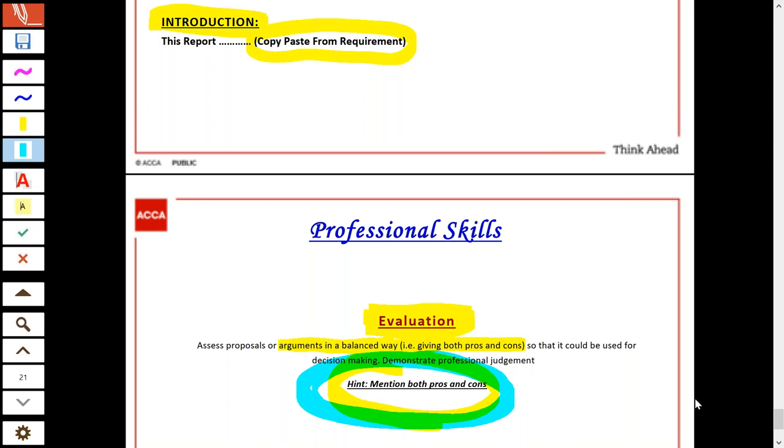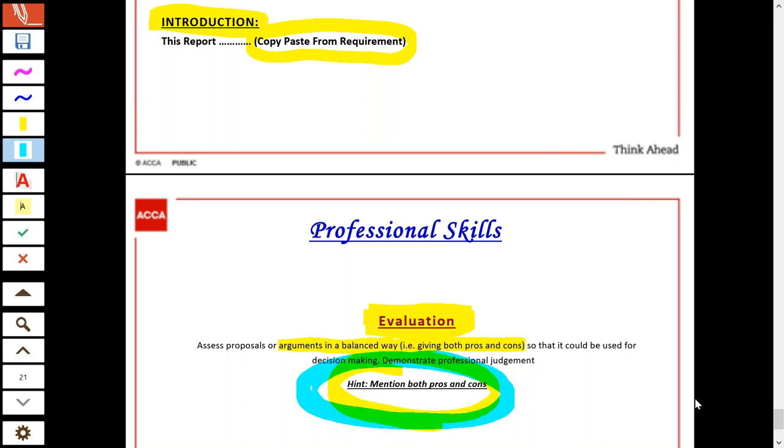Sir, for evaluation skill, do I need to give recommendation? Peter, my friend, I explained to you when we give recommendations and when we don't. It has nothing to do with professional skills. If the question says evaluate, then we will evaluate. We will not give any recommendation, even if the professional marks are for evaluation. But if the question says along with recommendation, then yes.